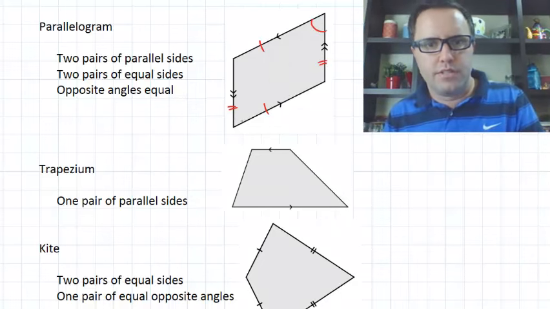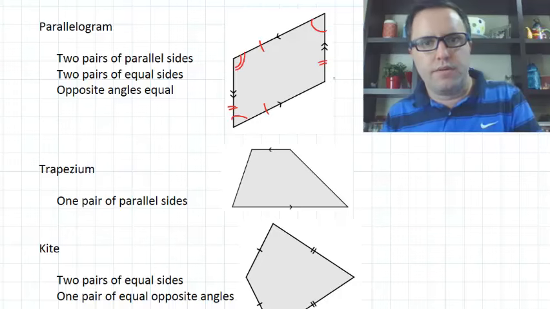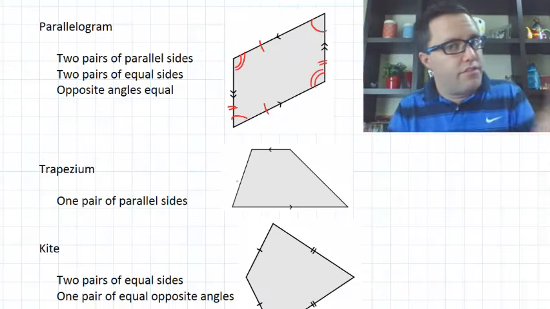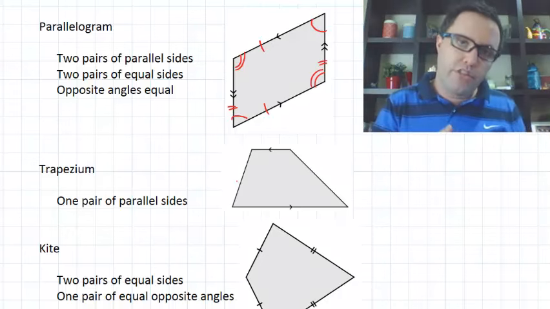So this one's equal to this one, and this one is equal to this one over here. Okay, so there's our parallelogram. They're all different, that's what makes it a parallelogram rather than another shape.